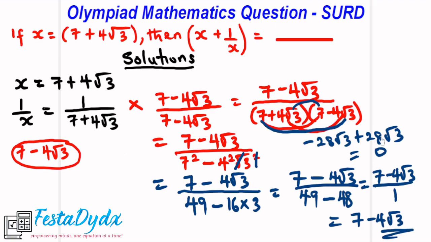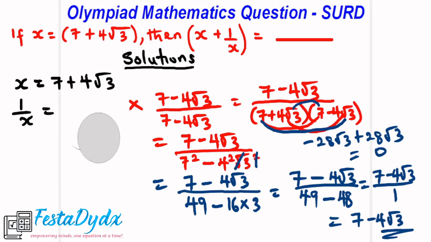So we can decide to erase this part. So we can just have our 1 over x there. So for 1 over x, we got 7 minus 4 root 3.